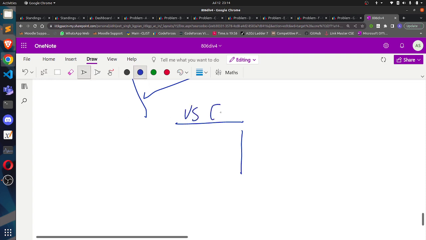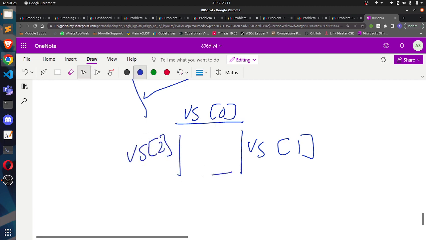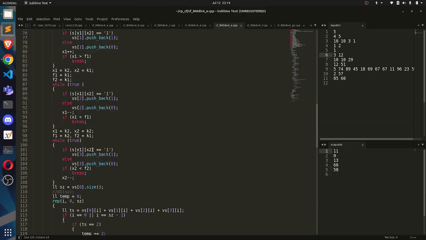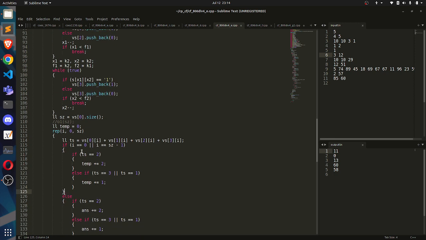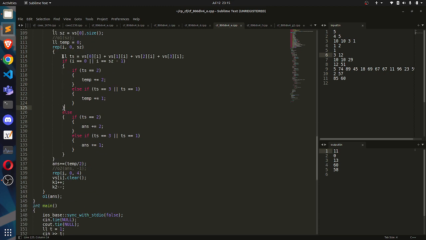I am storing this in VS0, this in VS1, this in VS2, and this in VS3. So this is how I am storing things, and then I am counting, meaning storing the whole line. Then for each line I am comparing the starting-most element of this. I am adding the sum of all the four positions where a single element will be present, and following the thing which I was saying to you.